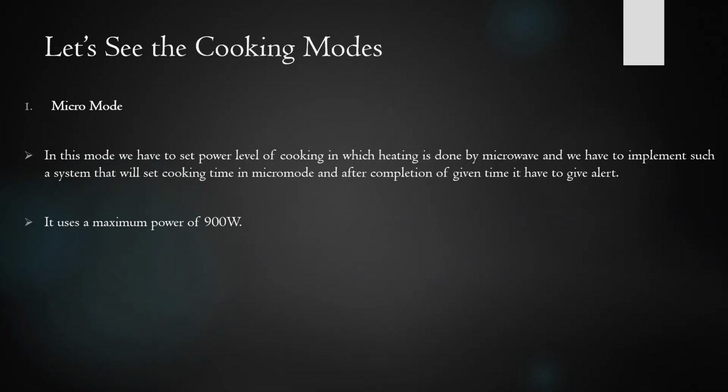The first one is micro mode. In this mode, we have to set the power level of cooking, in which heating is done by microwave. We have to implement a system that will set cooking times in micro mode, and after completion of the given time it has to give an alert. It uses a maximum power of 900 watt. This is the micro mode.